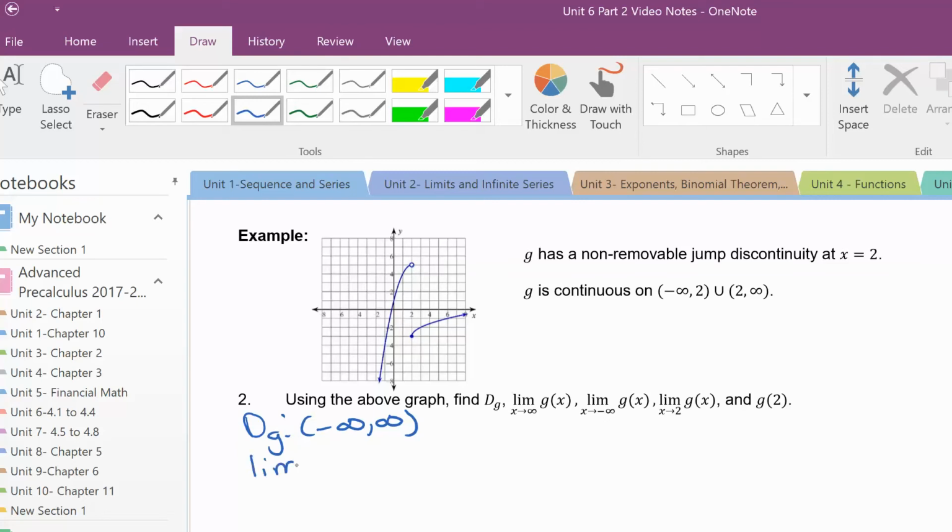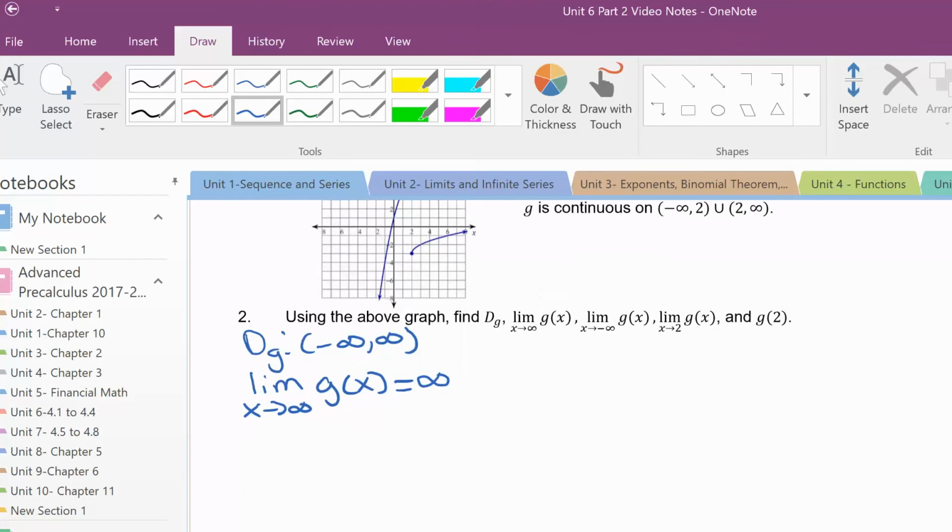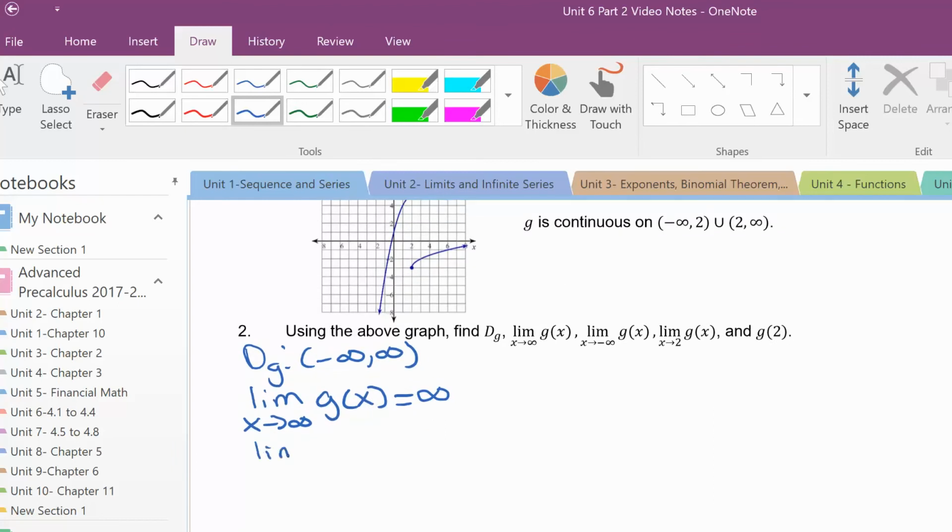The limit as x approaches infinity of the function, well, notice it's going towards 0 here. Actually, sorry, it's going this way, so it's going towards infinity. And then the limit as x approaches -infinity of the function, it's going towards -infinity, meaning the left-hand limit's going down.